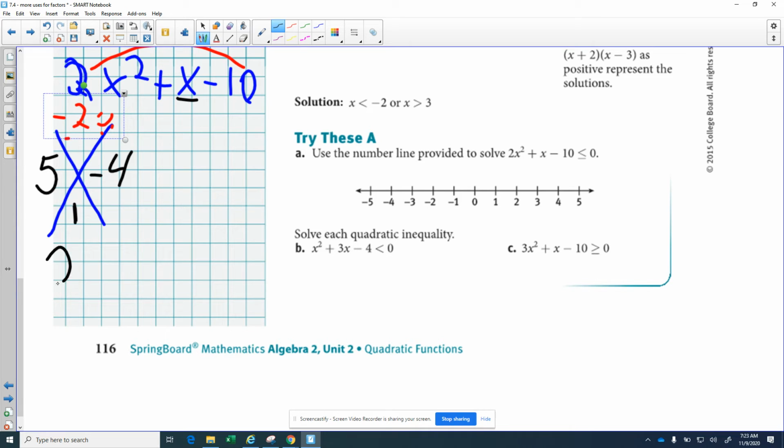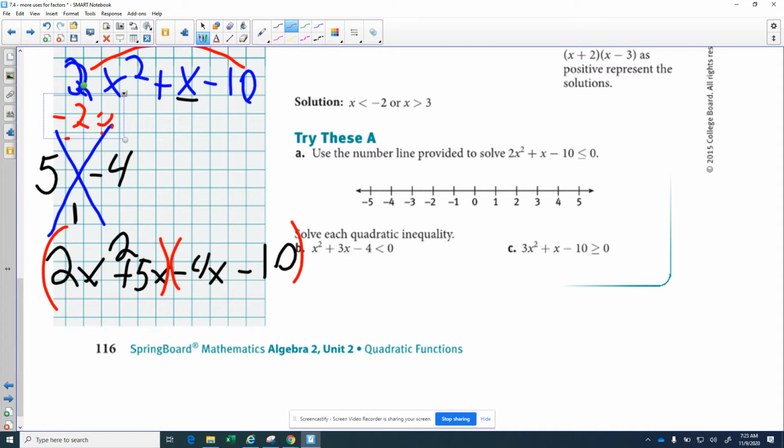So now we go ahead and rewrite those. We have 2x squared and negative 10. The first and the last number stay the same. In the middle, we plug in a 5x and a minus 4x. We group, and we start to solve. 2x squared plus 5x, I can take an x out of both of those. That would leave me with a 2x plus 5.